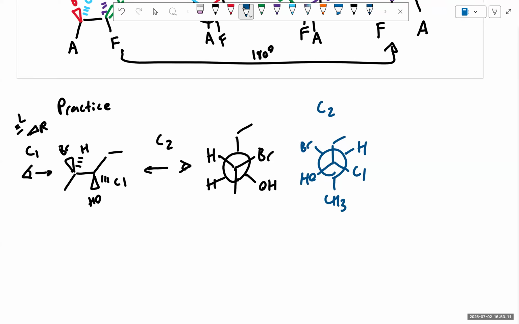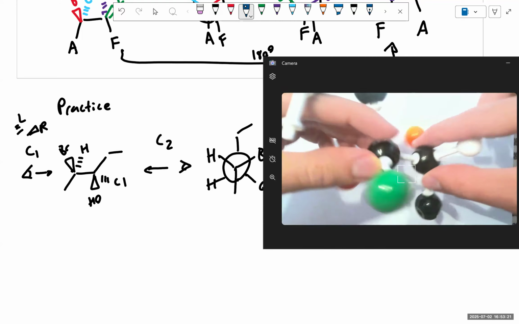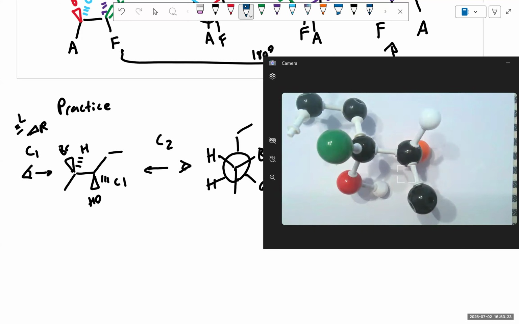So that in turn gives us the two Newman projection views for this molecule. As a bonus, let's draw the rotated Dash-Wedge structure, which would look like this.